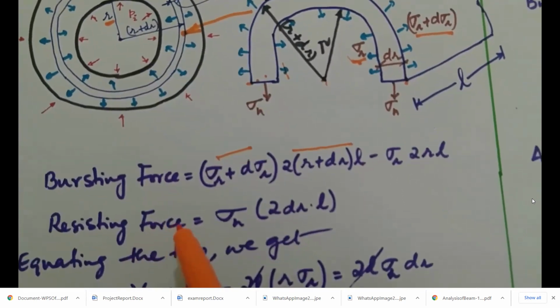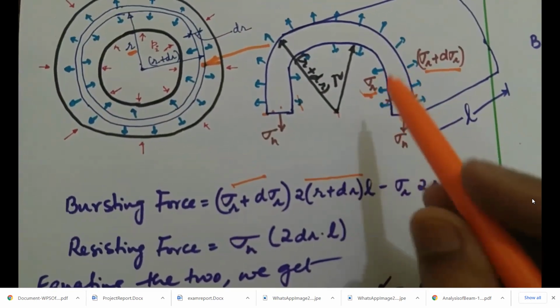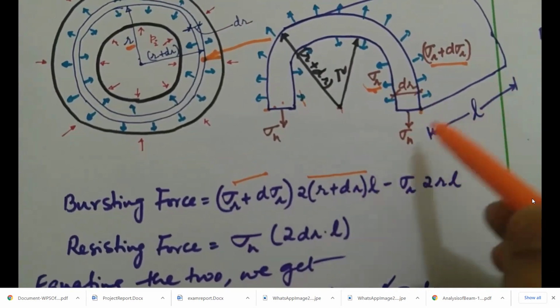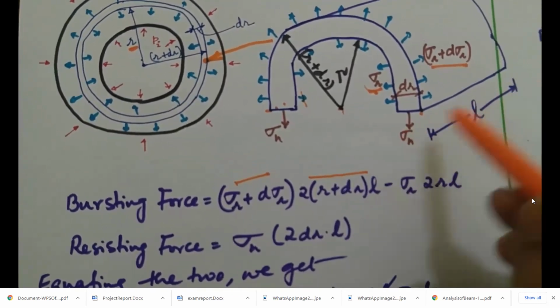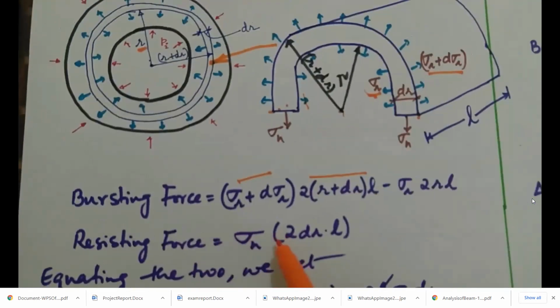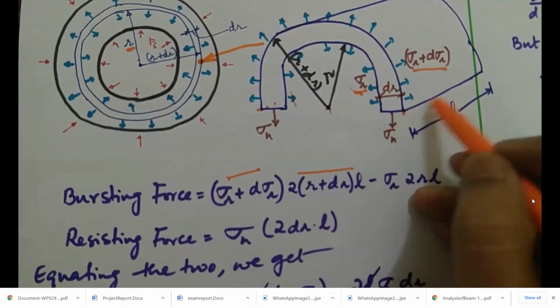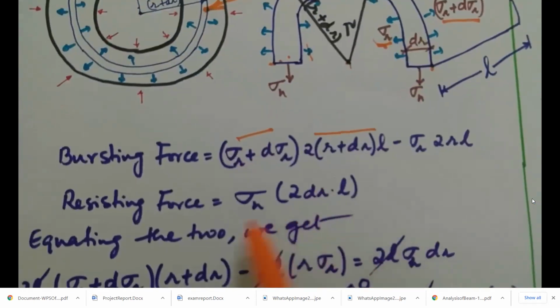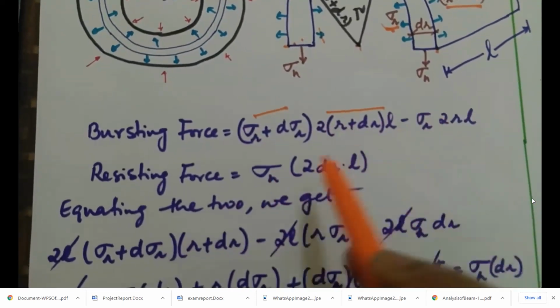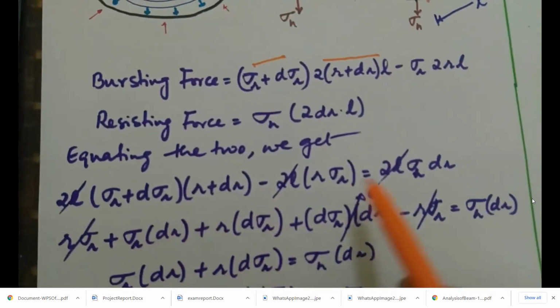Then the resisting force is due to the hoop stress. The difference of these two pressures is equilibrated by the hoop stress that is acting at the bottom of this cylindrical cut wall. That is equal to sigma h into 2 into dr, where this is dr and this length is L. Okay, so equating this force, which is the bursting force, to the resisting force, you get a lot of terms.